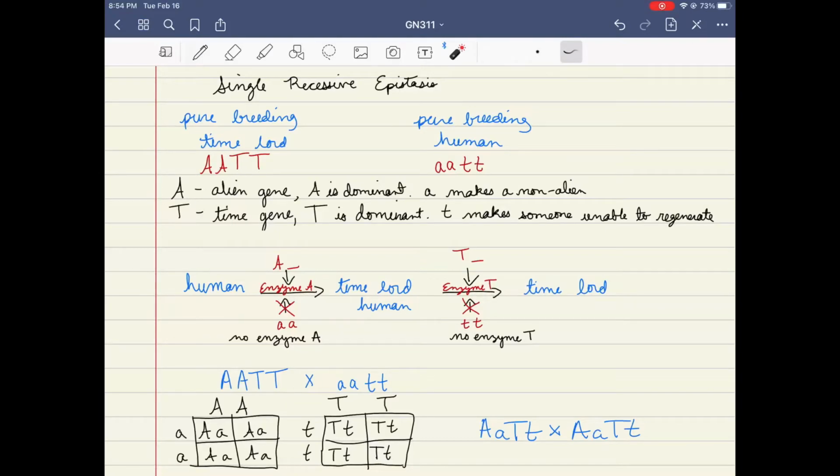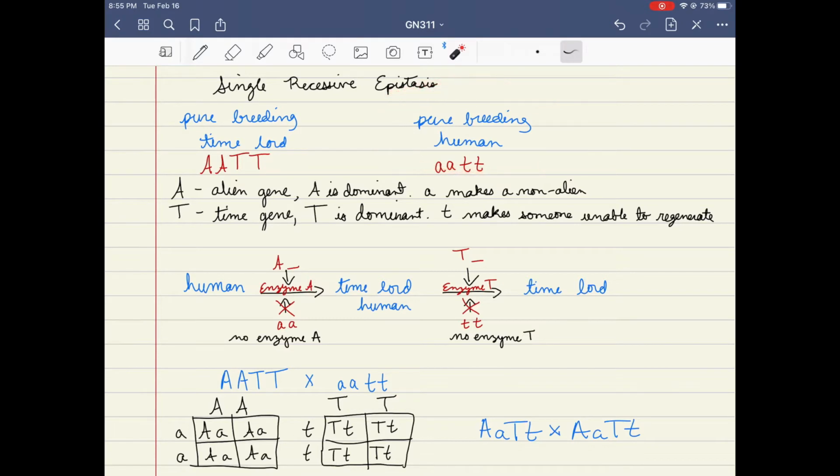So epistasis is when a phenotype can be expressed by multiple different genotypes. In this case, we are going to look at single recessive epistasis in relation to Doctor Who. If you've ever heard of it, we're going to look at Time Lords. So we'll have a pure breeding Time Lord crossing with a pure breeding human.